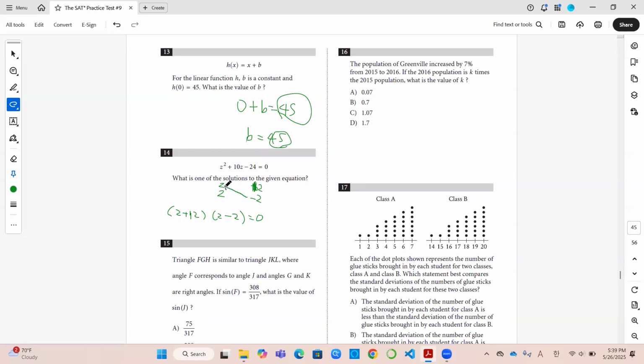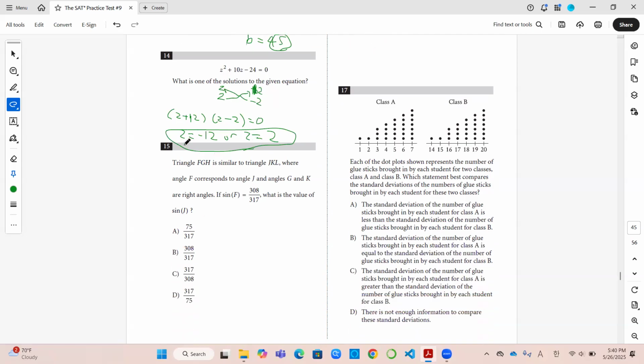Because if I cross multiply here, 12z minus 2z is 10z. Review that from your algebra class. I can determine that c is equal to either minus 12 or c is equal to 2. You can write either 2 or minus 12 in the answer choice because both are correct.